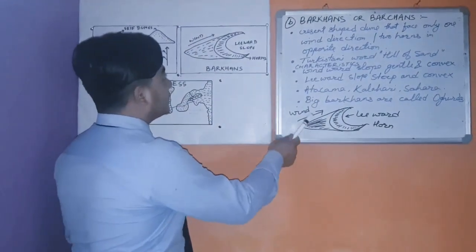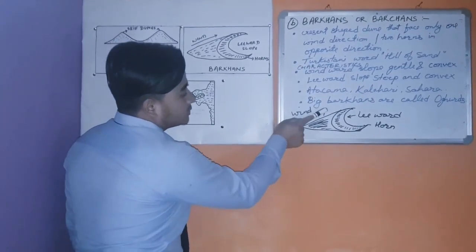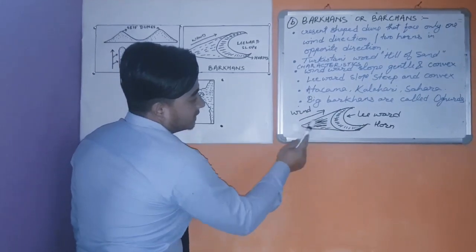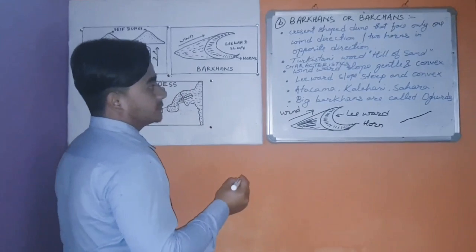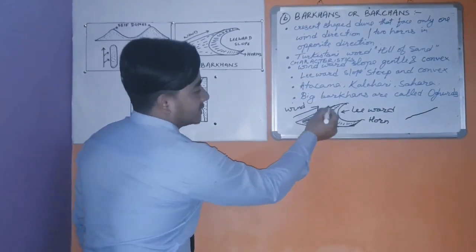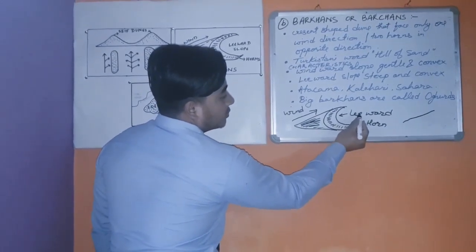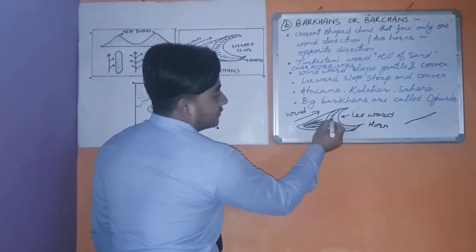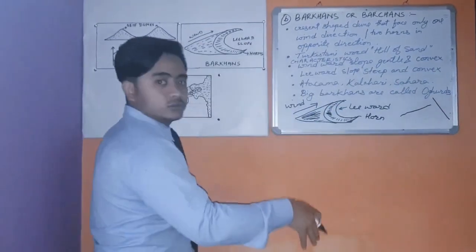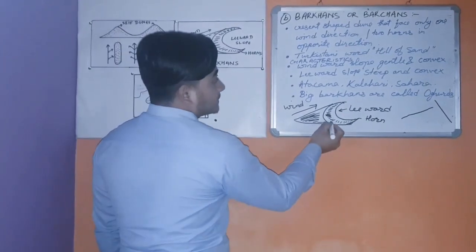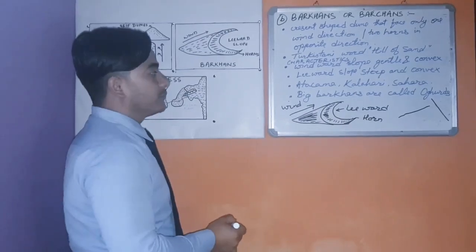As you can see in the diagram over here, the windward slope is gentle. Gentle means it is gently sloping, and it is convex in nature. Whereas you can see over here the leeward side is very steep. Steep means it has a very sloping nature, steep and concave in shape.